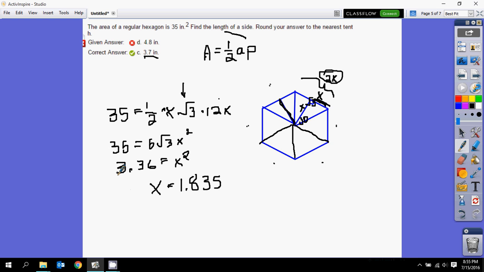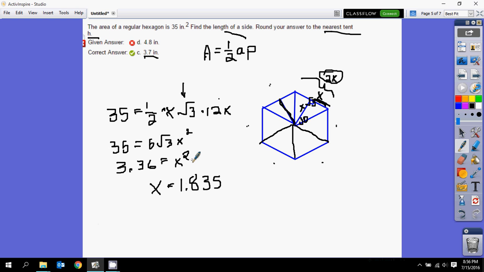Make sure when you divide in your calculator that you put it in parentheses. Otherwise, it's going to divide by 6 and multiply by square root of 3. You don't want that. Okay. So when I divide 35 by this 6 root 3, I get 3.36. Decimals are okay because it says to the nearest tenth. Okay. So that equals x squared.